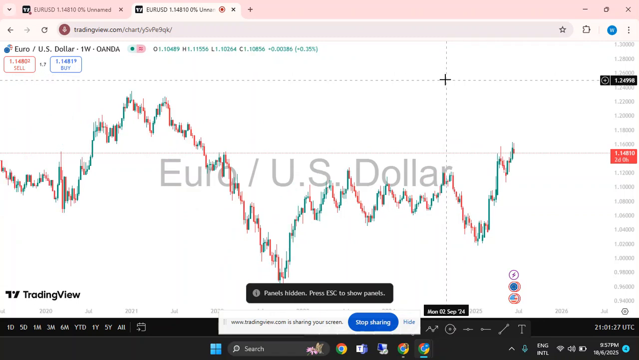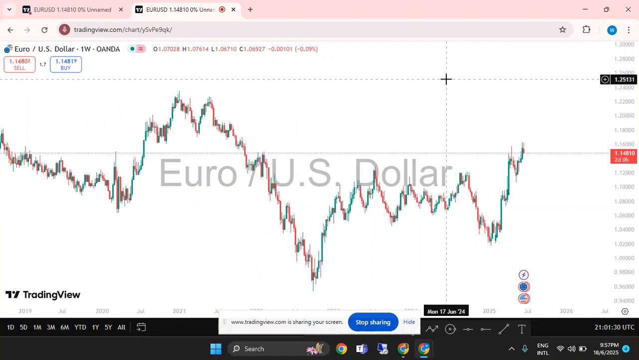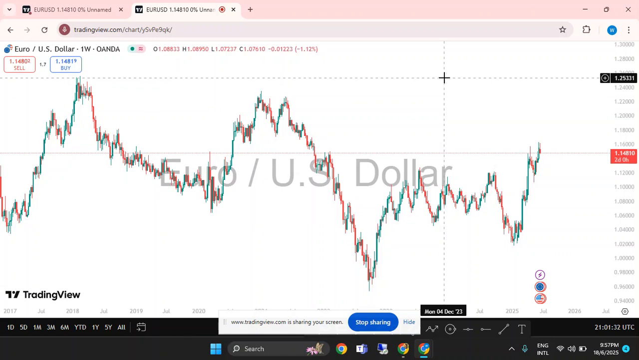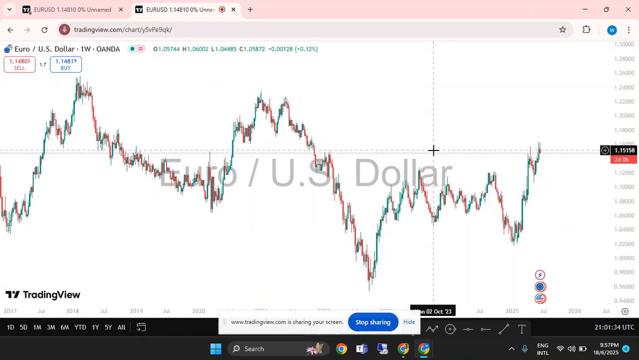So, in today's video, I'm going to talk about support and resistance. First of all, what is a support? A support is an area or a zone which the market gets to and makes a rejection to the upside, while a resistance is a zone which the market gets to and makes a rejection to the downside.